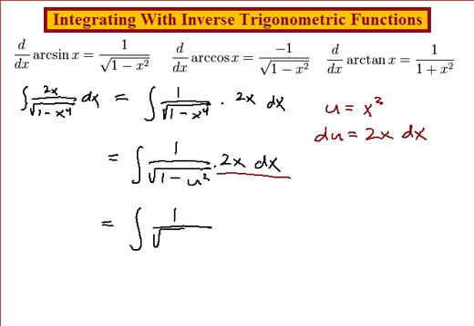Now that we have everything in terms of u, we can take another look at this. Now it's exactly like the derivative of arcsin. Arcsin specifically of u. Replace u, and we have our final answer.